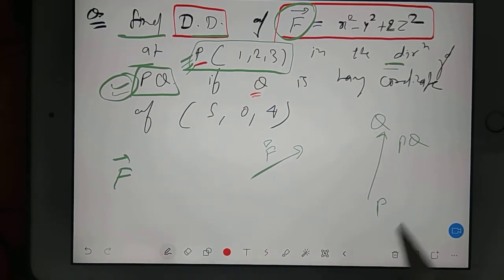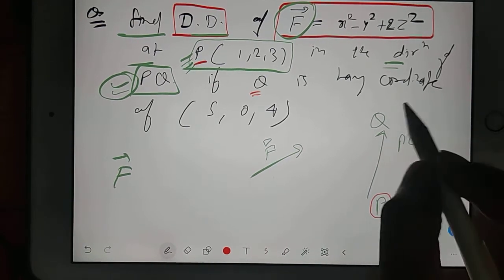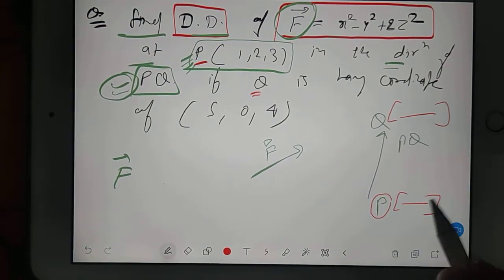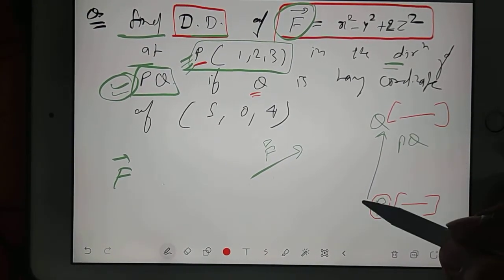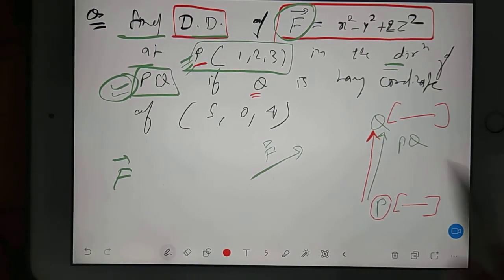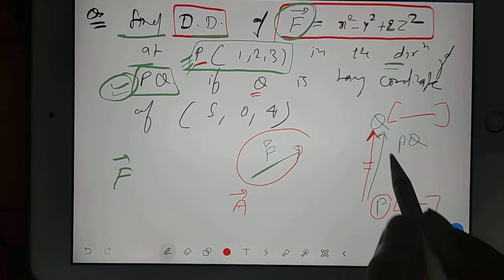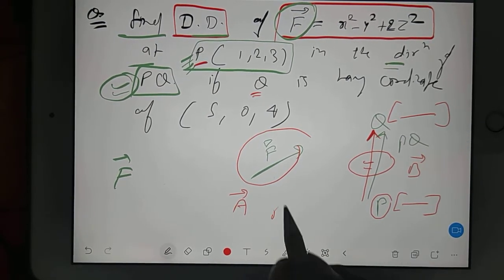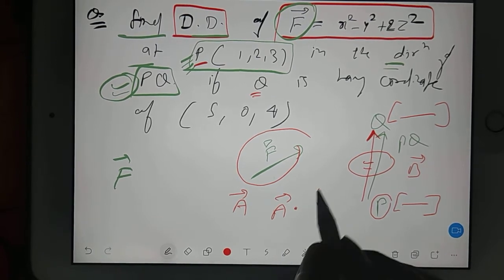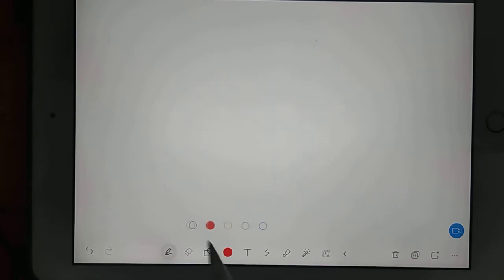Correct? Now we should know, if the coordinates of one point and of another point are given, then with the help of coordinates, how will you achieve the vector quantity? That will be your next vector. So this will behave like vector A, this will behave like vector B, and you have to find vector A dot B cap. Okay, I will change the page. So what is our duty?